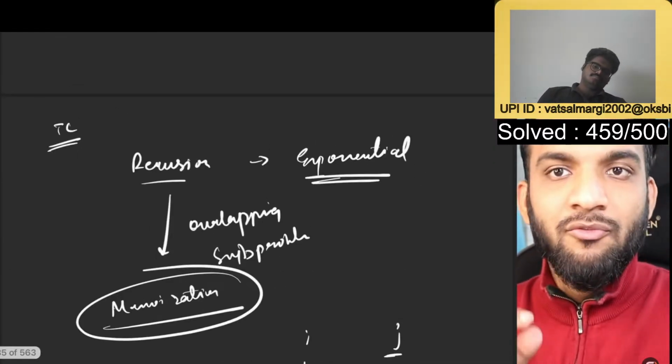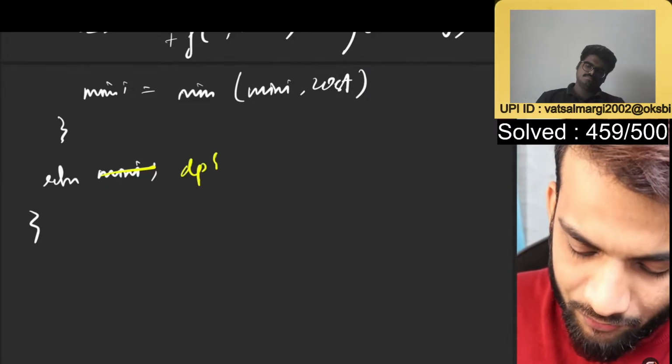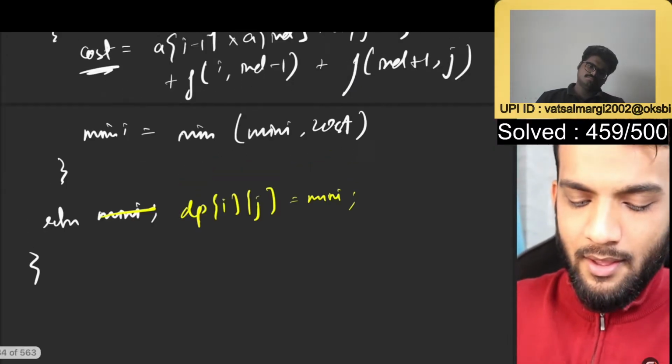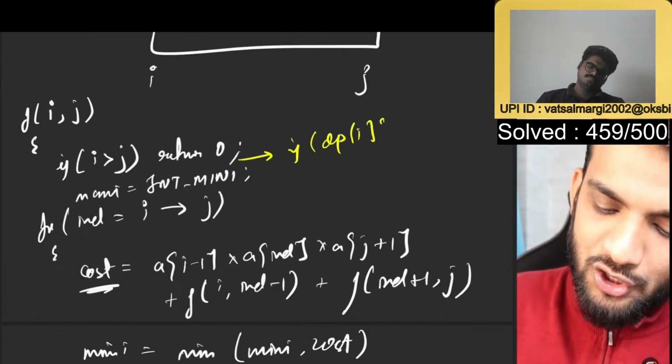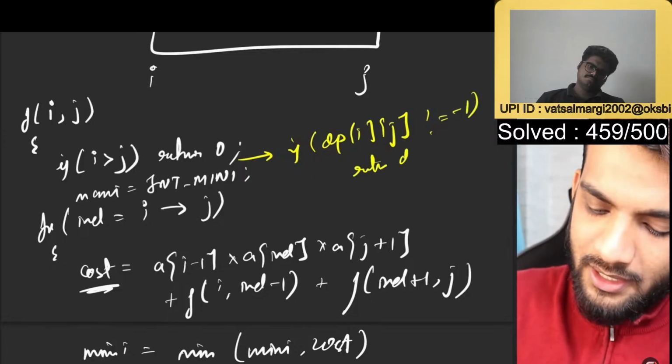For every state i, j, you will just plug in dp of i, j equal to mini. You just write one line over here: if that state has not been computed, initially you can assign it -1, plug that in over here, and return dp of i, j.